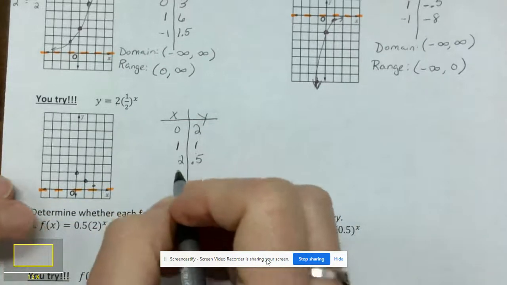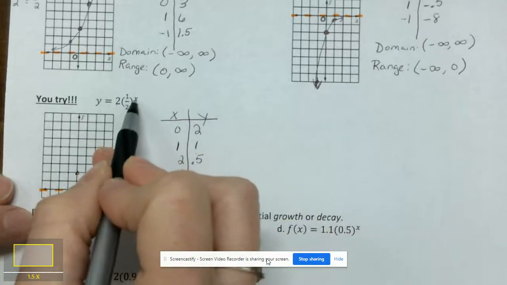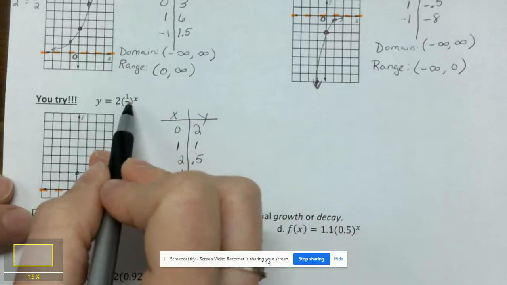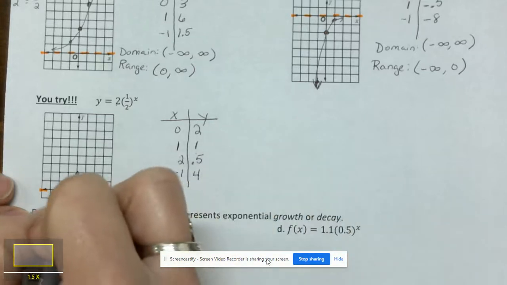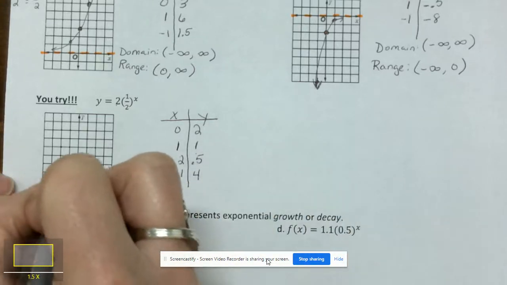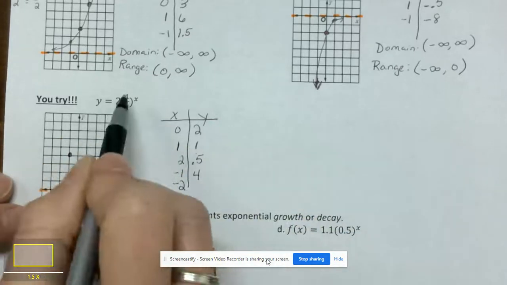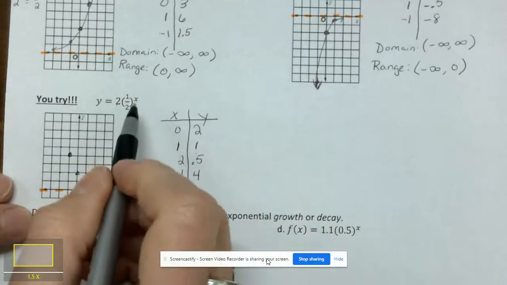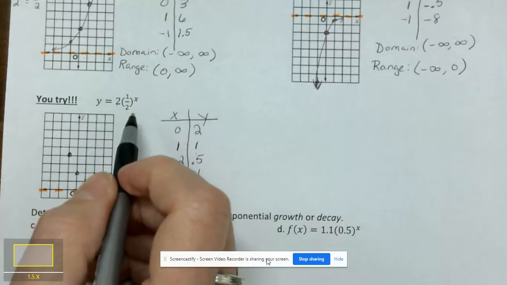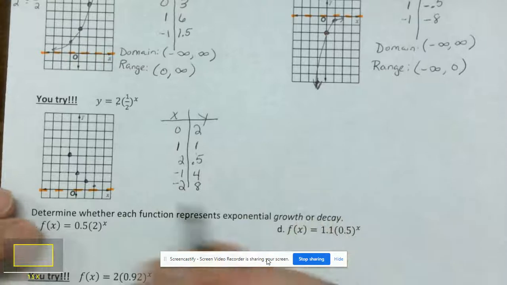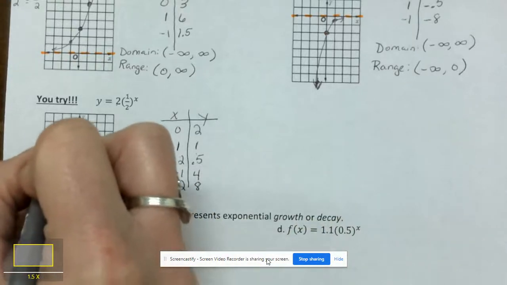So let's do negative 1 and see what I get. 1/2 to the negative 1 power will give me 2, and then 2 times 2 is 4. So at negative 1, I'm going to get 4. Let's do one more, negative 2. 1/2 to the negative 2 power would give me 4, and then 4 times 2 would be 8. So at negative 2, I'm going to get 8.